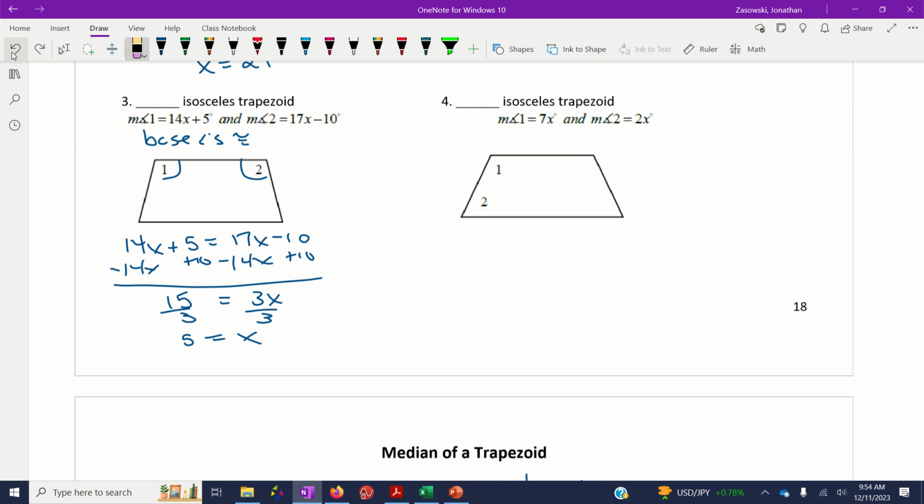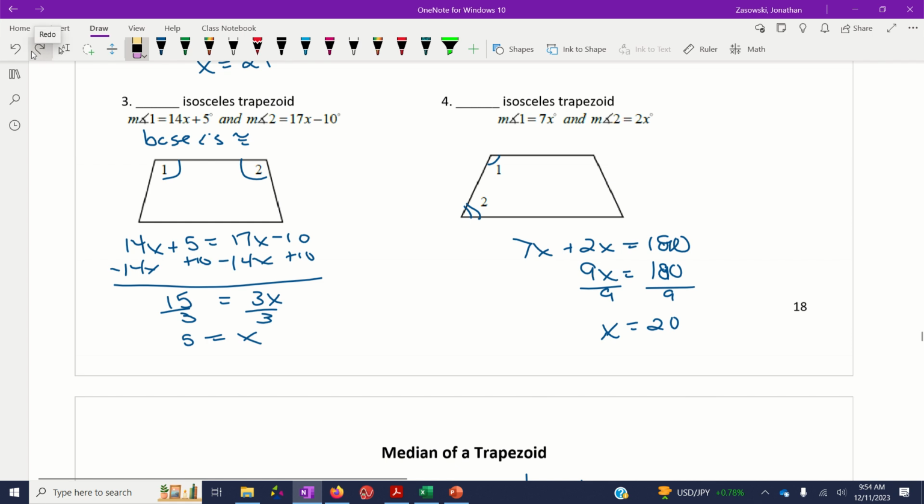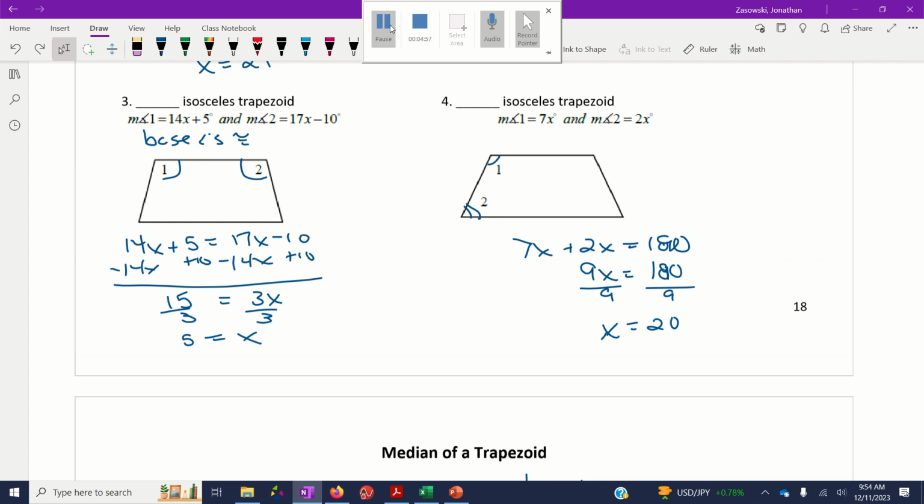All right, see if you can pause and try number 4. All right, hopefully you got an answer of 20. So once again, these two angles are same side interior, they're supplementary. So just 7x plus 2x equals 180, and then we'll divide by the 9 after we combine like terms. All right, and that is going to finish up with this page. Let's take a look at the next one.